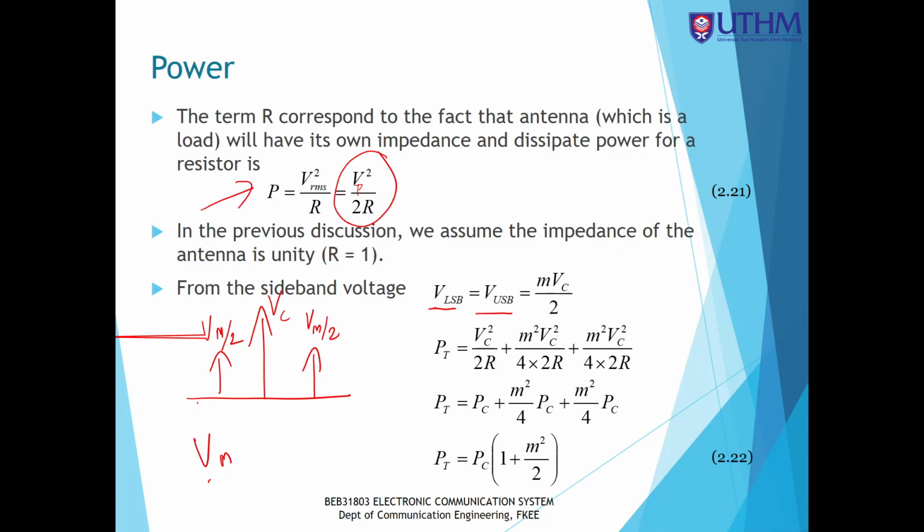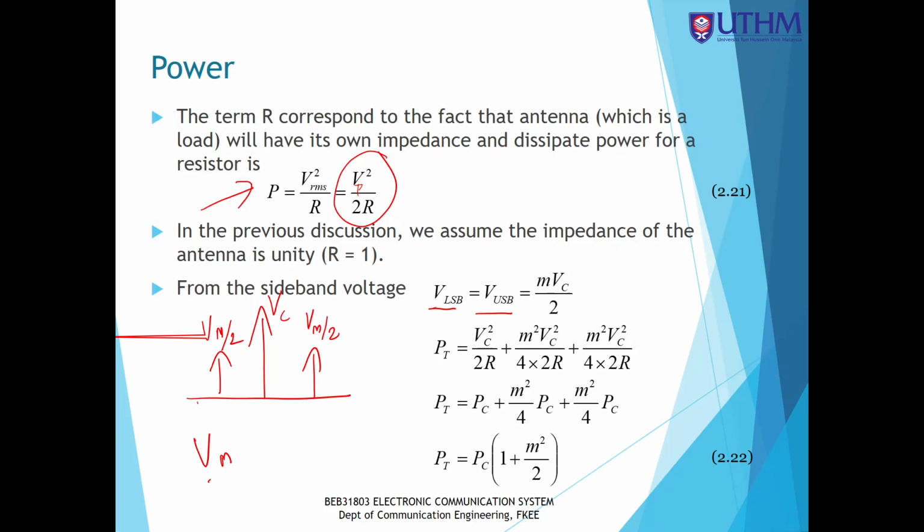So this one, data terbitnya dari, okay, you boleh proceed dengan yang ini. VC square over 2R plus M square VC square divided by 4 times 2R. And finally, you get PC in bracket 1 plus M square over 2. Remember this final equation, this one is only true for the double sideband full carrier because we have 3 power components.